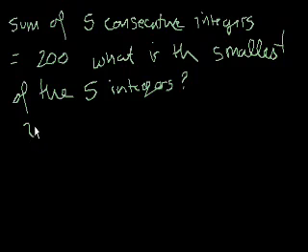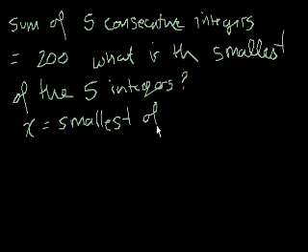So let's say that x is the smallest of the integers, right? So x is actually what we're going to want to figure out. Well, if x is the smallest, what are the other 4 going to be? We have a total of 5. Well, they're consecutive. Consecutive just means that they follow each other, like 5, 6, 7, 8, 9, 10. All of those are consecutive integers, right?